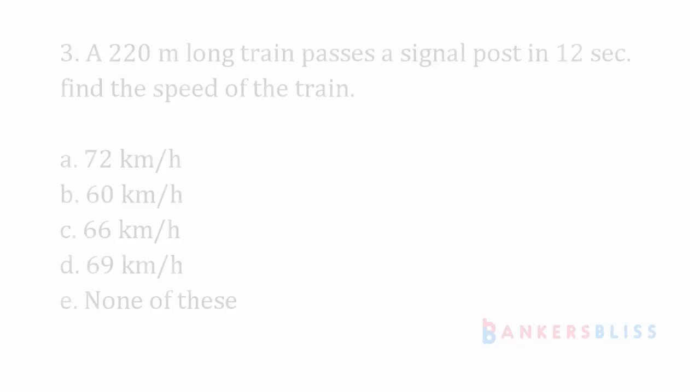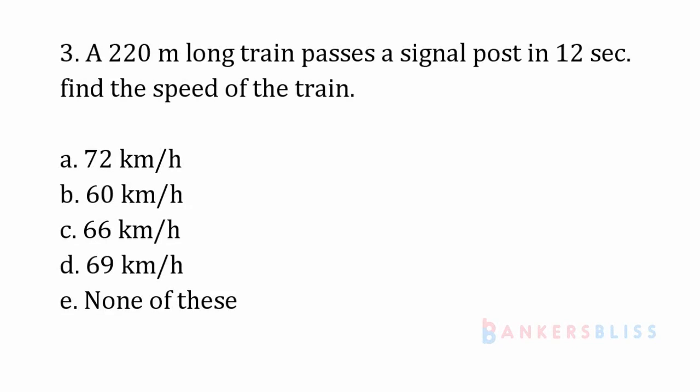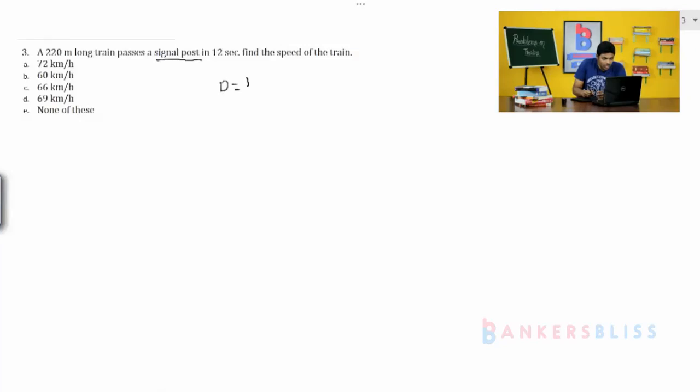Problem number 3. A 220-meter long train passes a signal post in 12 seconds. Find the speed of the train. See, the signal post is an important point here. Is the train passing a bridge, a tunnel, a platform or another train? No, it is going to pass a signal post, where the length is very negligible. So when it crosses a pole, a man or an electric pole, the distance traveled will be equal to the length of the train. Therefore, speed is equal to the length of the train by time. Therefore, speed is equal to, what is the length of the train?